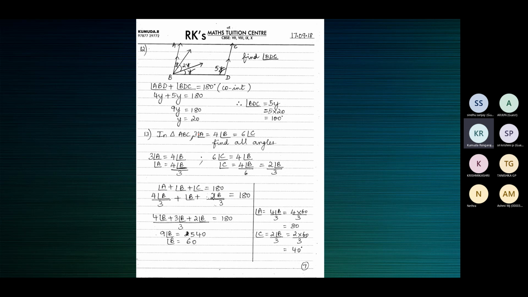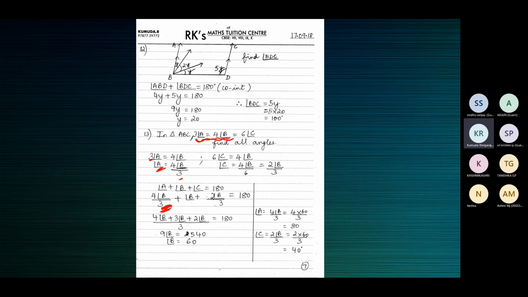Okay, so for that, what you have to do, you want to write A in terms of B. So equate these two. Thrice of angle A is equal to 4 times angle B. So angle A is equal to 4 times angle B by 3. You can see that this 3 comes for division. So see, angle A is nothing but 4 times angle B by 3.